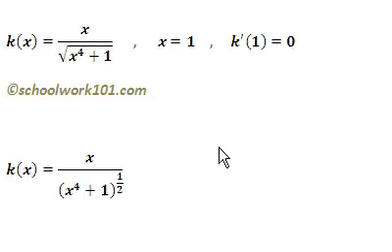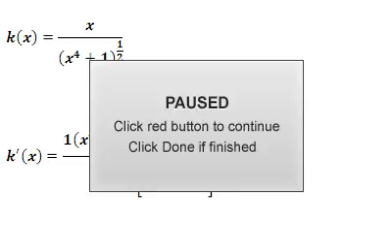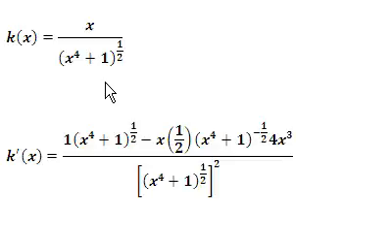So you should pause the video and try to work this out the best you can and see if you can come up with this. Alright, so here's the thing, what we're going to do first is get this out of radical form, get it in exponential form, and then take the derivative. So we're going to be using the quotient rule.